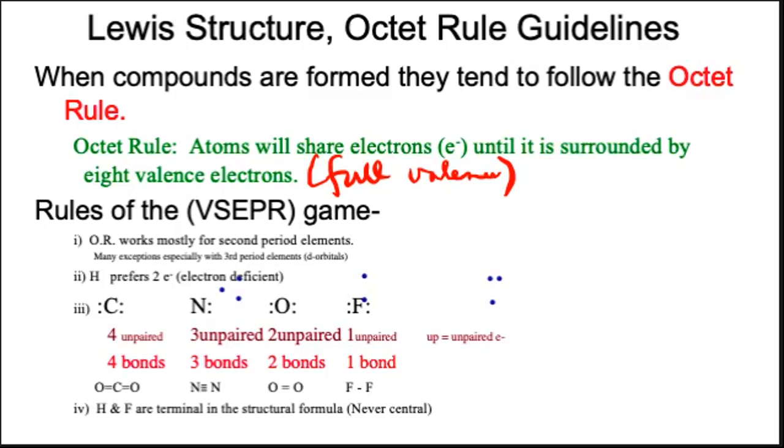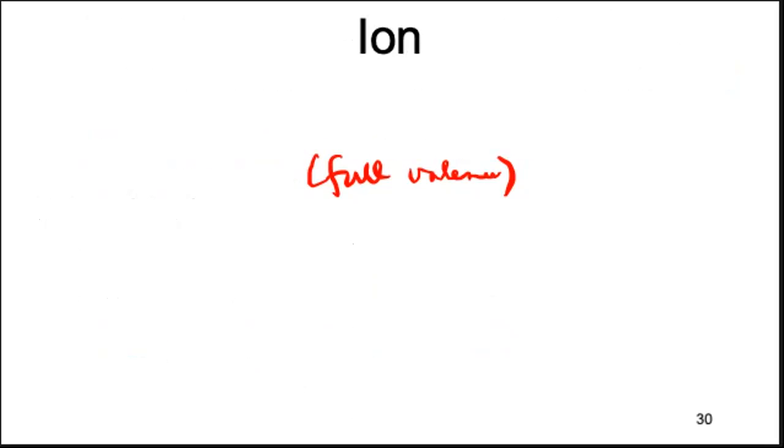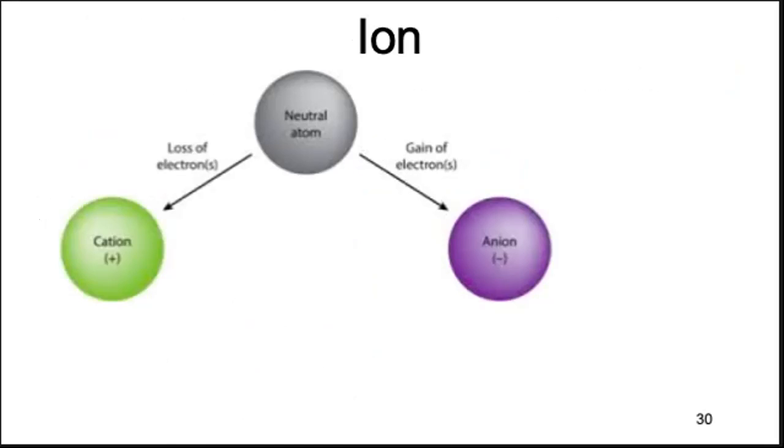So therefore, class, when an atom gives up electrons or gains electrons, what will it form? It will form an ion. So the neutral atom, loss of electron turns into a cation, and gain of electron turns into an anion. How do we name these ions? If it is a cation, we simply name the neutral atom, the name of the element.